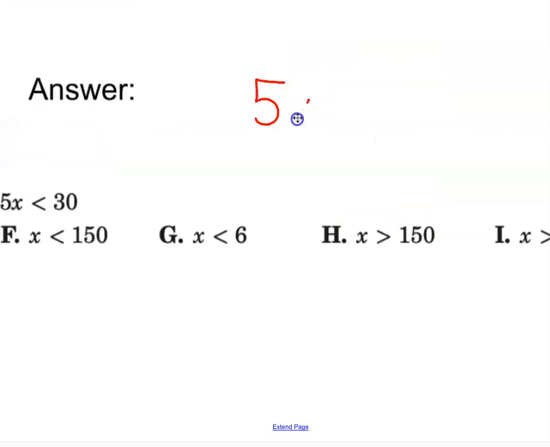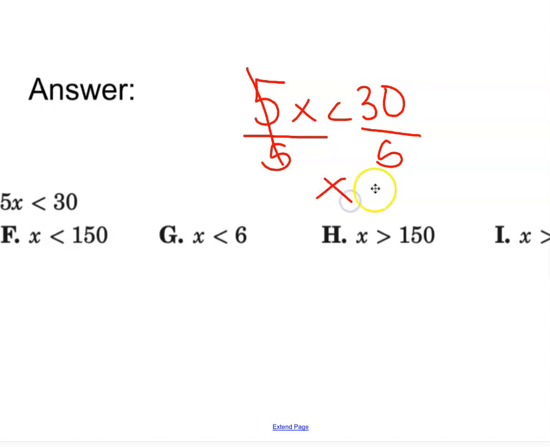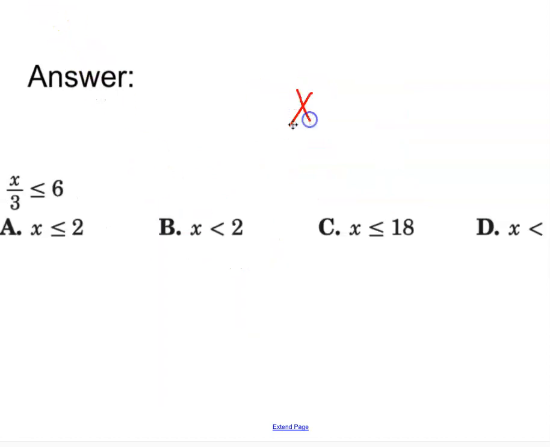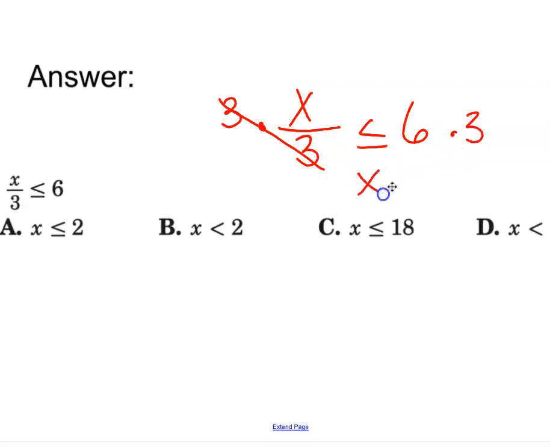I have 5x is less than 30. This is a multiplication equation, so the inverse is division. What you do to one side, you have to do to the other. So you divide by 5, and you get x is less than 6. So G is correct. So this is a division inequality of x divided by 3 is less than or equal to 6. The inverse of division is multiplication, so you multiply each side, and you get x is less than or equal to 18.